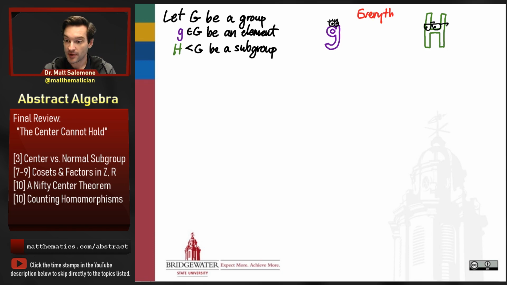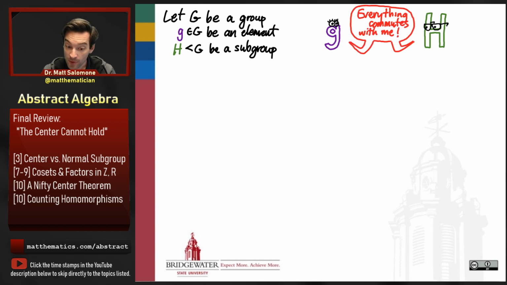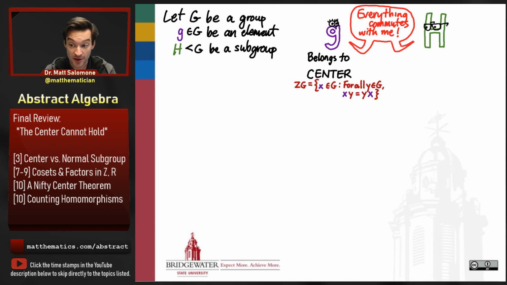So in both cases, g and H are saying the same thing. Everything commutes with me. But the problem is that when an element says that sentence, it carries a very different and more specific meaning with it than if a whole set says that phrase. If an element is able to say everything commutes with me, then that element by definition belongs to the center of the group G. Right? The center being the set of all elements of G such that for all other elements of G, all those elements commute with my element. So if x belongs to the center, then x commutes with y for all elements y in my group.